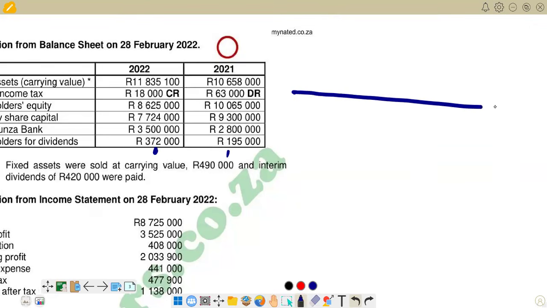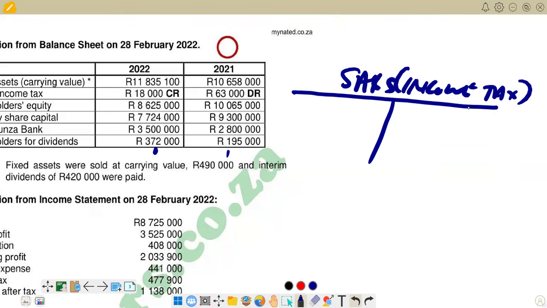Let's open again that SARS income tax account, which is our income tax account. We have at the beginning 63,000, which is a debit balance, and we said it's supposed to come on the debit side, so it's 63,000 here. And then we also have our balance at the end, which is a credit balance. So it's a credit balance, which means the BD is on the credit side at the end, but the CD will be on the debit. So you're going to put it on the debit here, 18,000.